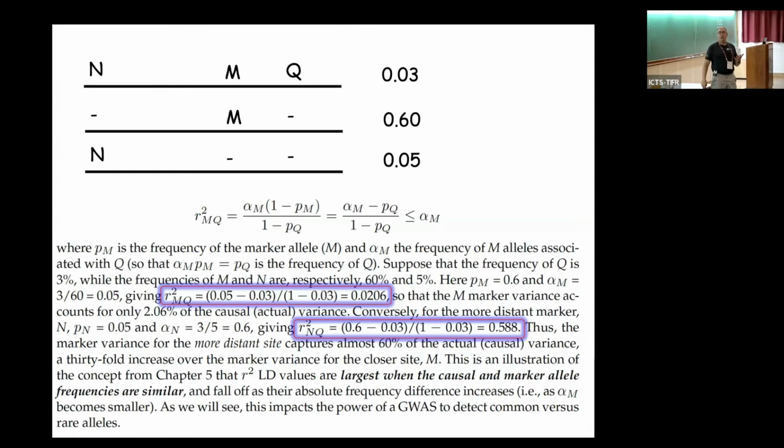So a big misconception in a GWAS is that the highest R squared is the one that's closest to the site. It doesn't have to be the case at all. Mostly that arises from these mismatches between the frequency of the causal site and the frequency of the marker you're looking at.